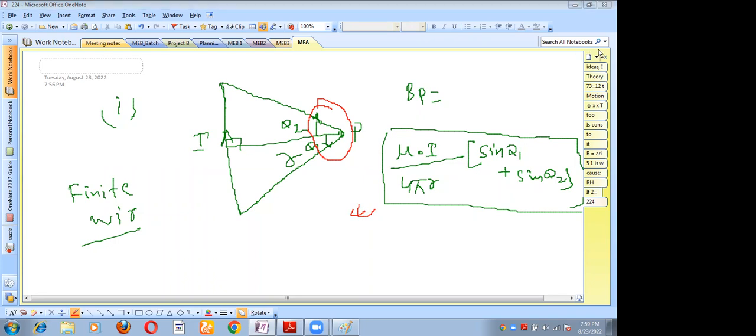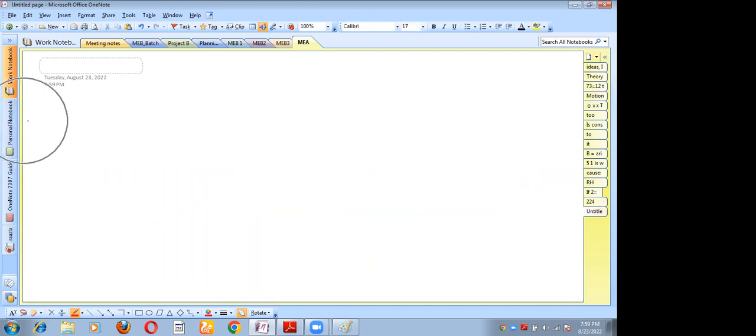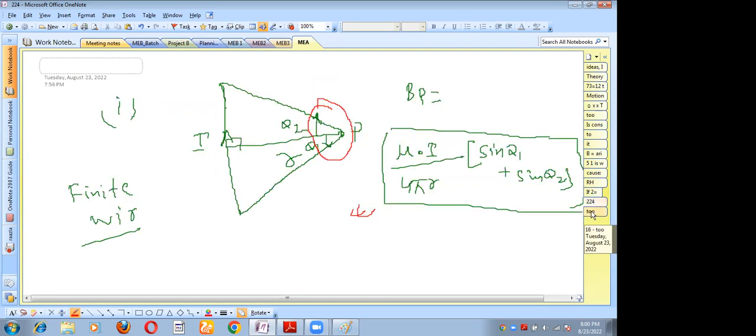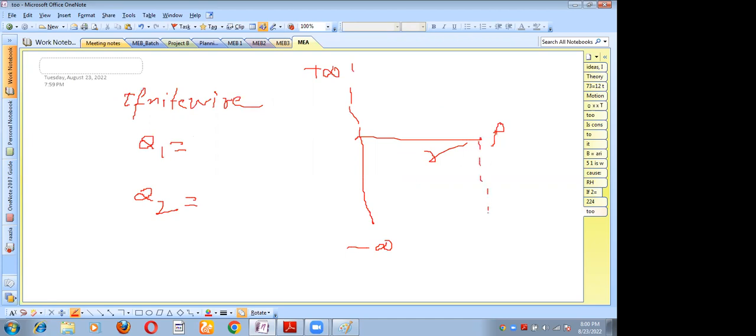Now suppose we have an infinite wire, from minus infinity to plus infinity, and the point P is situated like this at distance r. So what will be the magnetic field? What will be theta 1 and theta 2? Infinite wire means long wire. Theta 1 was the angle on this side, and theta 2 was on the upper side. Since the wire is long, this line will go on and meet at infinity, and this line will also meet at infinity.